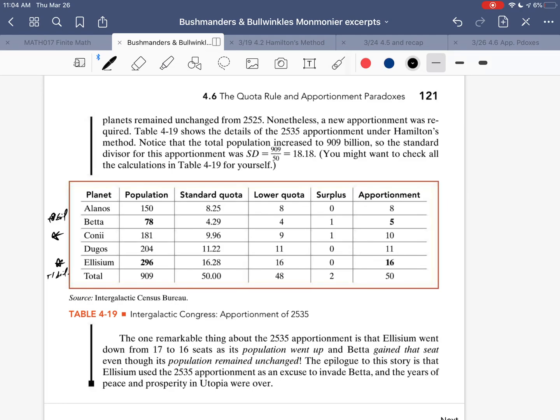So now Coney went up 8 billion, Elysium 1 billion. Now we take their standard quotas. We go 8.25, 4 point blah, blah, blah, still add up to 50. Take their lower quotas, and we still end up with 2 surplus seats because it only sums to 48. But now let's look at who has the biggest decimal parts.